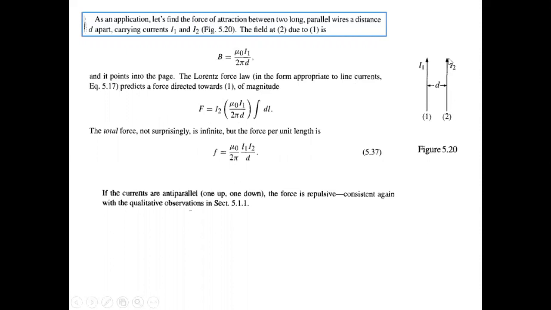So we are considering the whole length of this one. So it's a line integration. Now, if we consider the force per unit length, then this value becomes this. If the currents are anti-parallel, one up, one down, the force is repulsive, consistent again with the qualitative observation before.